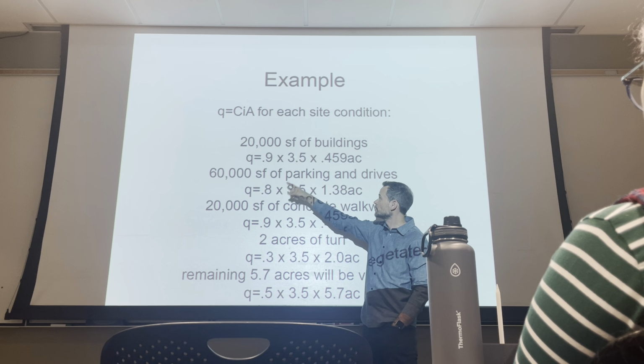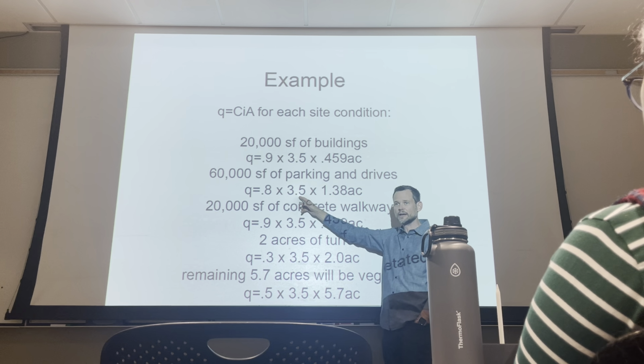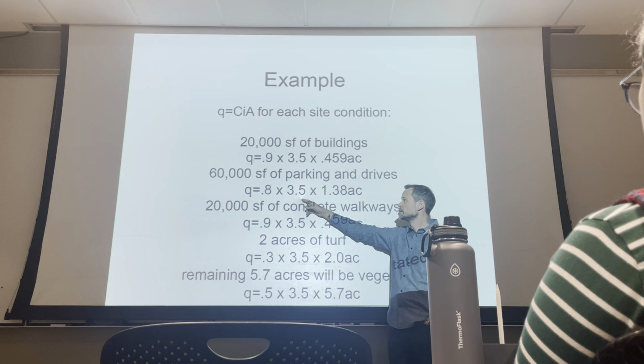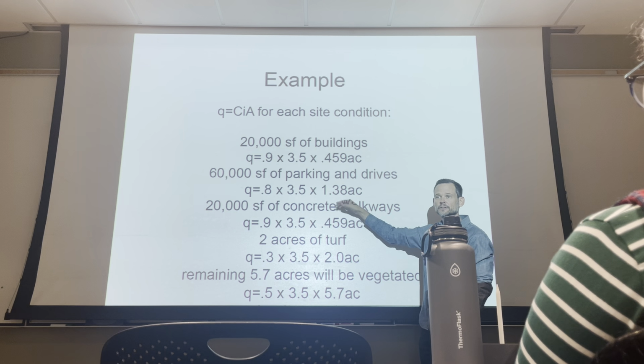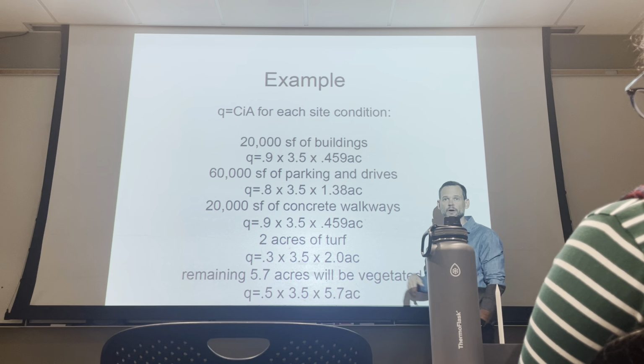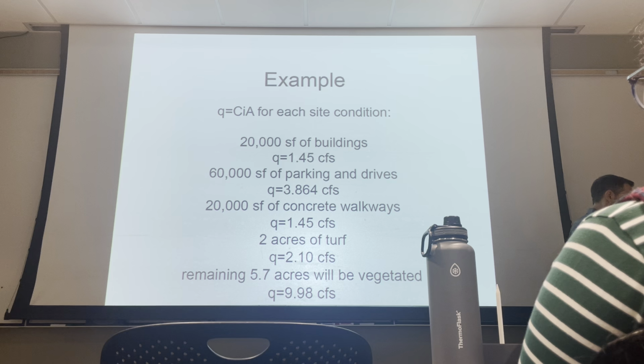My 60,000 square feet of parking has a coefficient of runoff of 0.8 times 3.5. Again, the storm intensity didn't change in this watershed. 60,000 is 1.38 acres. Okay, so I do that for every single surface in my watershed. And then I do the calculation.